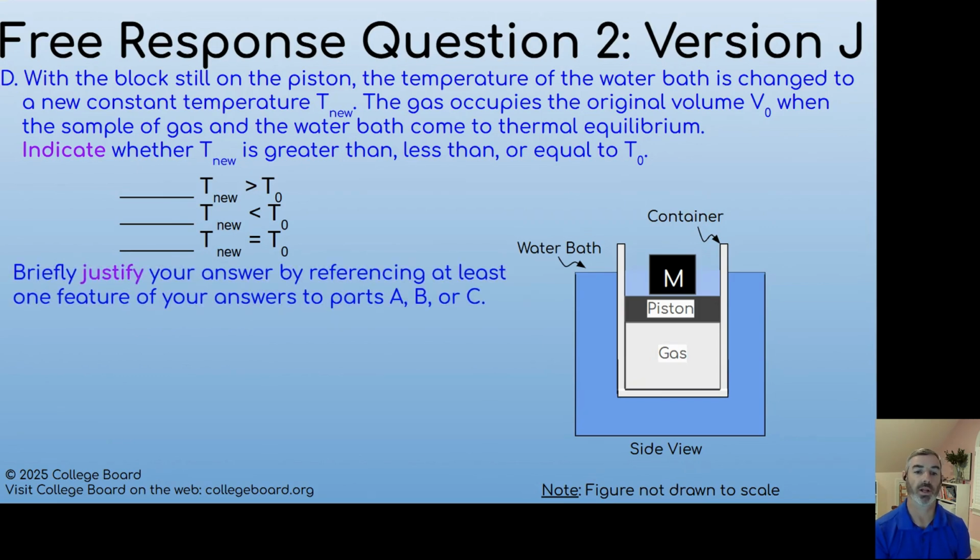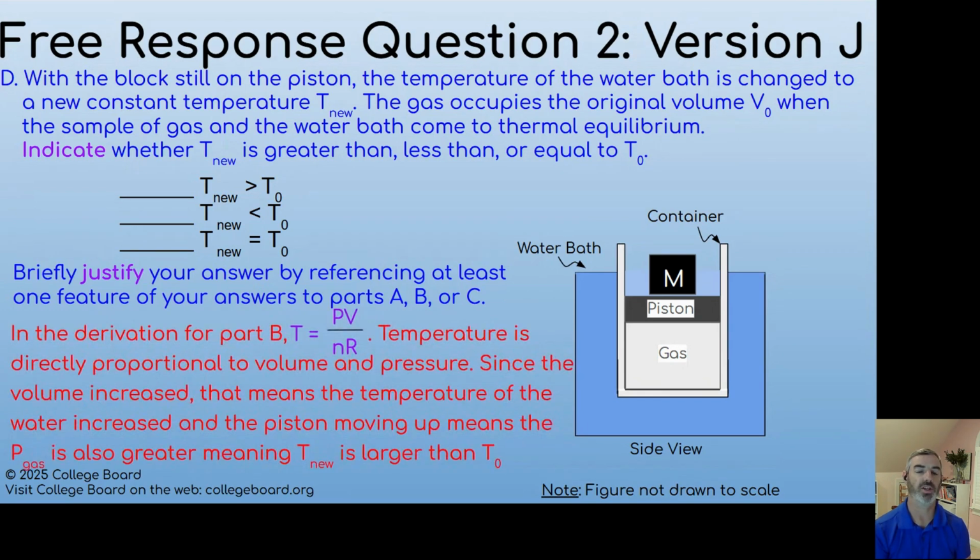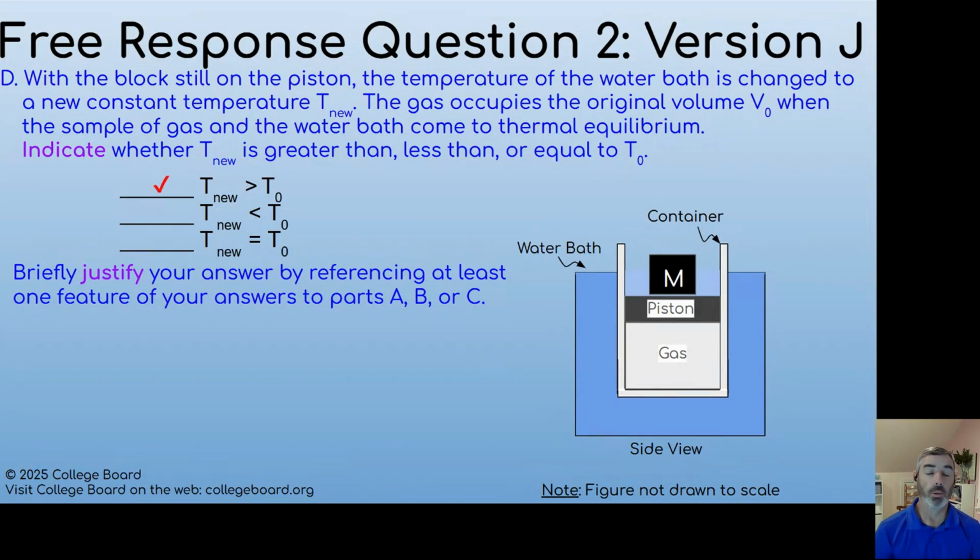So we need to briefly explain our answer by referencing at least one feature of your answers to parts A, B, or C. So in our derivation for part B, we had T equals PV divided by nR. So that means temperature is directly proportional to volume and pressure. So since the volume increased, that means the temperature of the water increased, and the piston moving up means that the pressure of the gas is also greater, meaning that the new temperature is going to be larger than the original temperature. Now we probably need to go a little bit further than that because it says to reference our answers to parts A, B, or C.